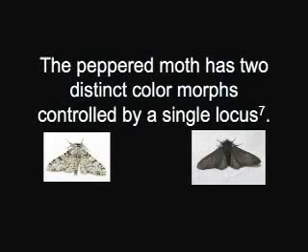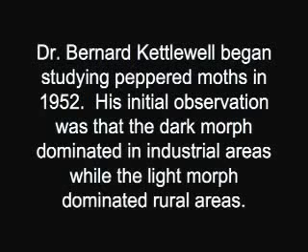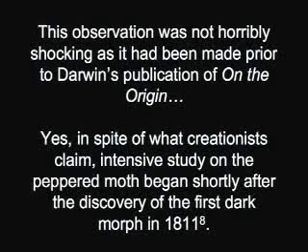Here's the actual story of the research on the peppered moth. The peppered moth has 2 distinct color morphs controlled by a single locus. There's the light morph and the dark. Dr. Bernard Kettlewell began studying peppered moths in 1952. His initial observation was that the dark morph dominated in industrial areas, while the light morph dominated rural areas. This observation was not horribly shocking, as it had been made prior to Darwin's publication of On the Origin.